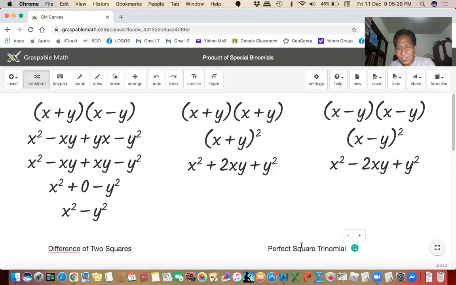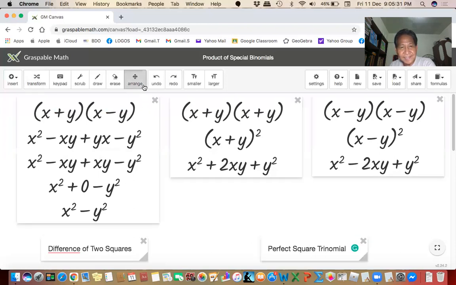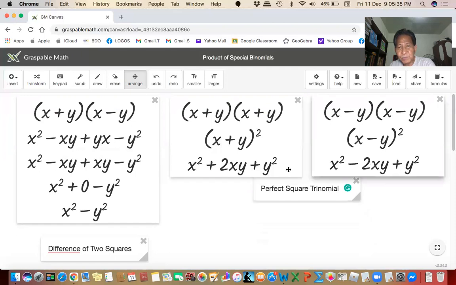Now, these two are called perfect square trinomials. All right, this is the special term that's used for these two products. They're trinomials because they have three terms. Perfect square because the first and the last terms are perfect squares. And the middle term conforms to a certain formula, which is twice the product of the two terms. So this is a perfect square trinomial. This is also a perfect square trinomial.